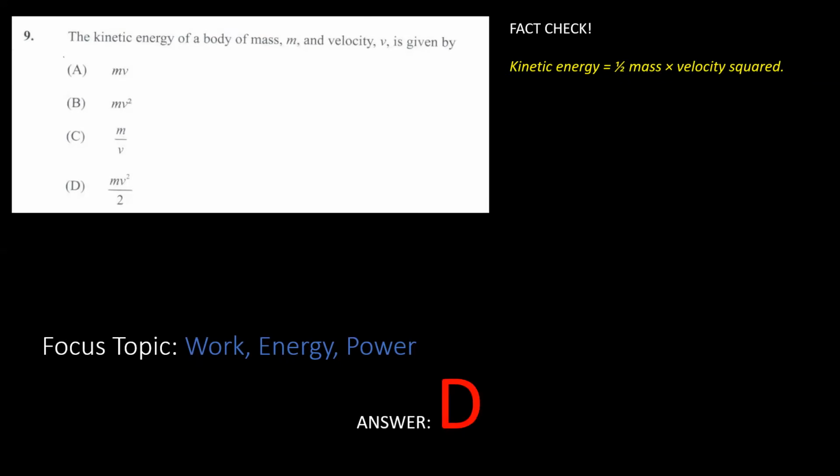Okay, for number 9, we have a question coming from work, energy and power. This is on kinetic energy. The kinetic energy of a body of mass m and velocity v is given by, now we know that kinetic energy is calculated from the equation that says kinetic energy is equal to half mass times velocity squared, which is the same as mv squared over 2, and therefore our answer is D.